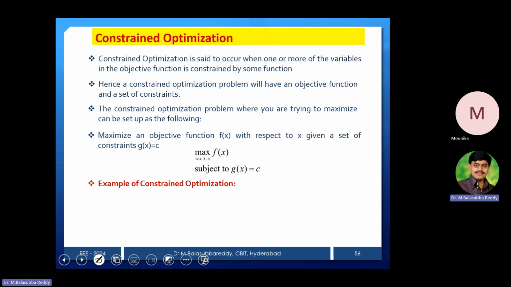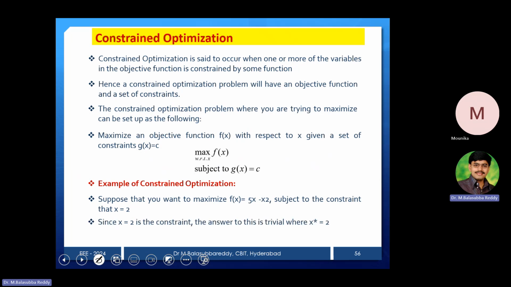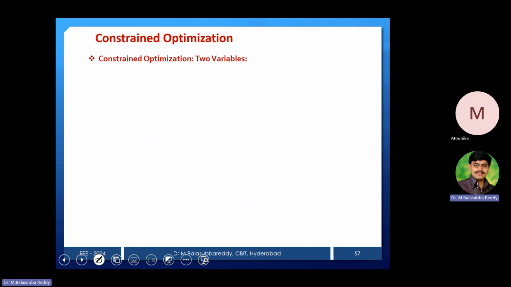An example of a constrained optimization problem: f of x is equal to 5x minus x square, subject to the constraint x is equal to 2. Then x is 2 is the constraint, and the answer to this problem is x star equal to 2. Similarly, constrained optimization can be done with two variables, not just one variable.